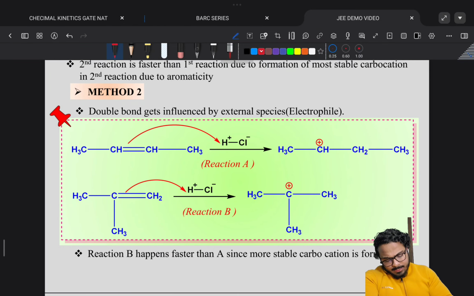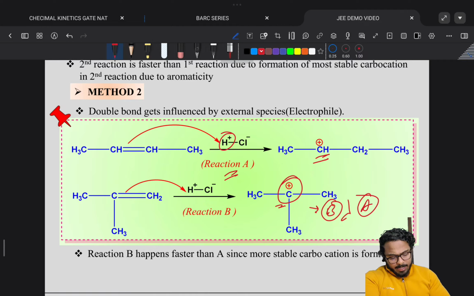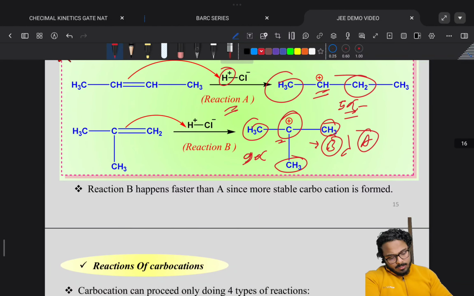Method 2 is simple: the double bond collects the H plus, and here the secondary carbocation is formed, and here the tertiary carbocation is formed. Same reaction, but reaction B is also more stable than reaction A. Why? Because you can judge it only based on alpha hydrogens. You can see here 9 alpha hydrogens are present, but here 5 alpha hydrogens are present. Here 9 or here 5.